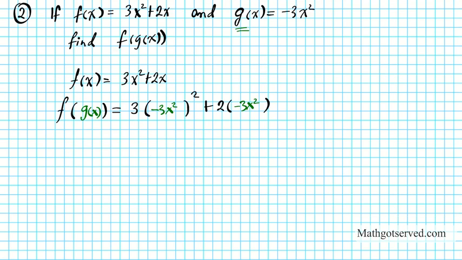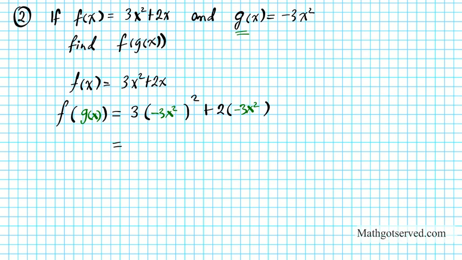Alright, let's simplify this further. This square affects the minus, the 3, and then the x squared. So 3 times minus squared is going to be a positive, so that minus goes away. 3 squared is 9, and then x squared squared is x to the 4th. What we just did is basically use the power of a product property to simplify this. This square went to the minus, made it a plus. This square went to the 3, made it a 9, and this square went to the x squared, making it an x to the 4th.